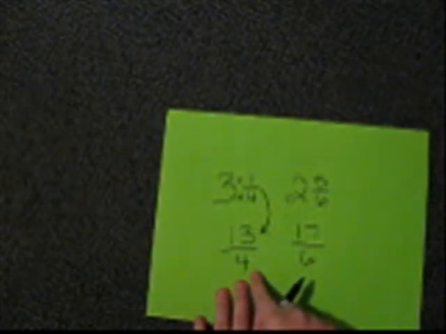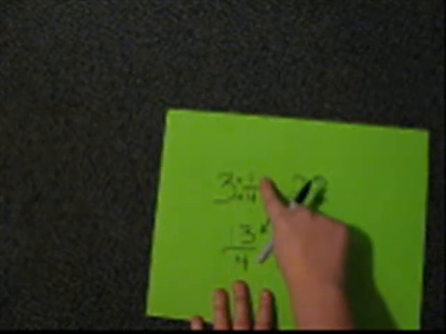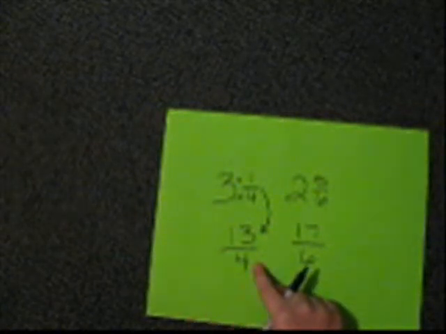Throughout this process, the denominator never changes. It will always remain the same. Therefore, we carry our denominator down. 3 times 4 was 12, plus 1 is 13. So our new numerator is 13. Our denominator remained the same. Therefore, the improper fraction is 13 over 4.